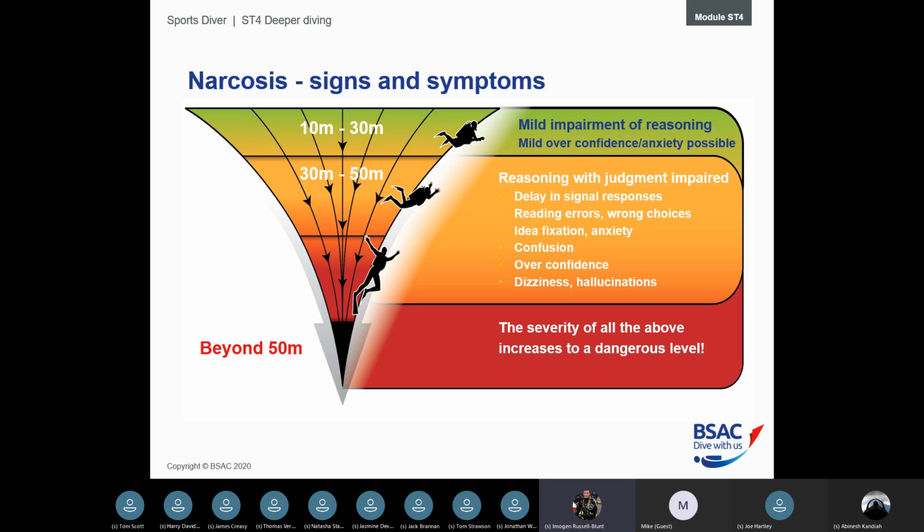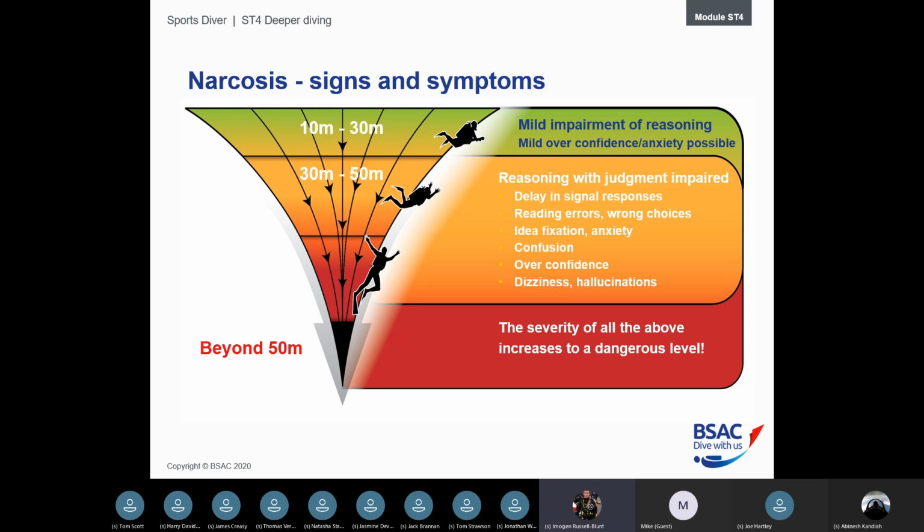Making the wrong choices. You might read your contents gauge wrong, and you might say, yeah, I've got 200 bar, and your mate's like, how? I've only got 90. What are you doing? If you're fixated on certain things, like you have a one-track mind, or you might be anxious, you could get confused about where you're going, whether you're going up, down, left, right, west, north. It can get really confusing.